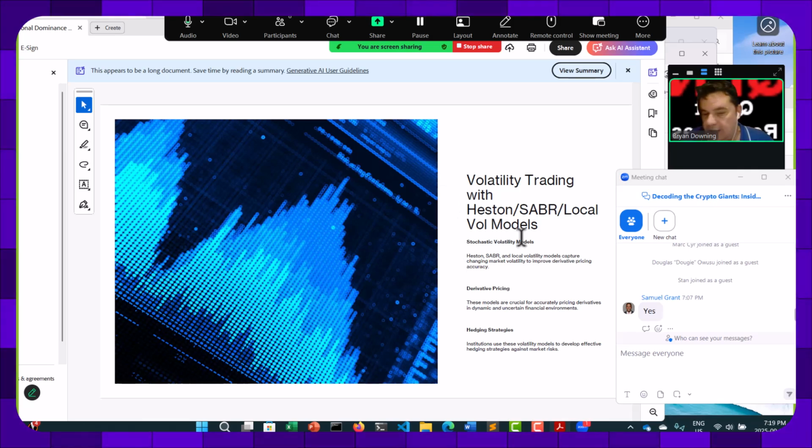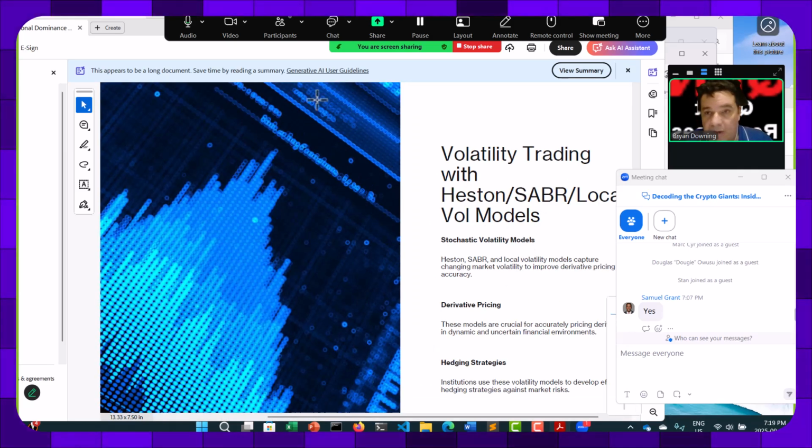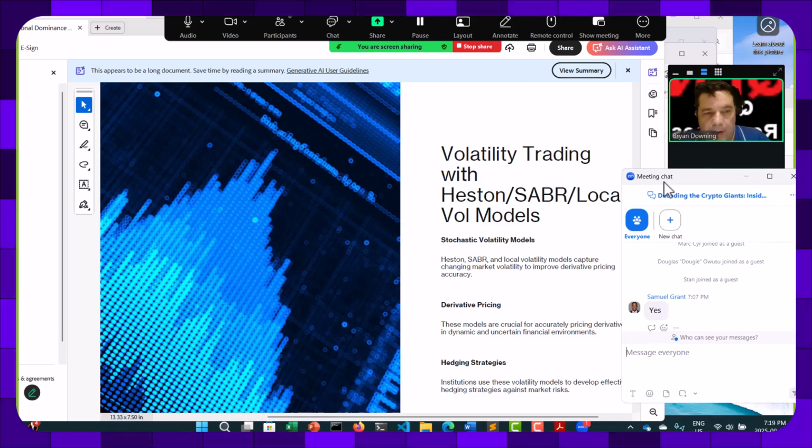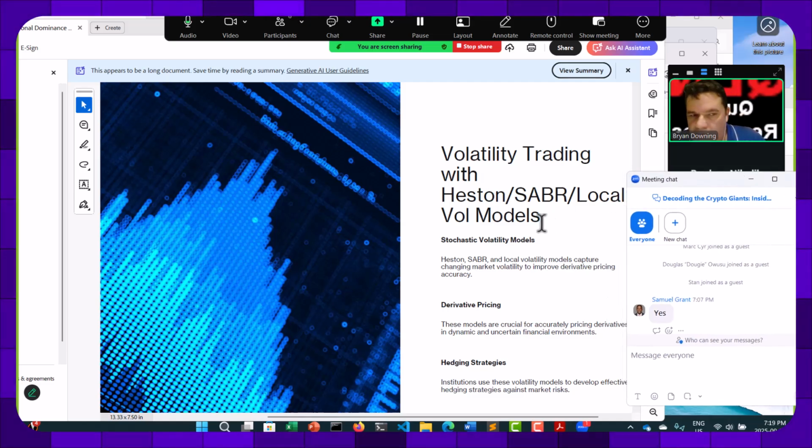So this is where it gets really crazy. I'm going to make sure everyone can see this. There's three different types of models that you can do: Heston, SABR, and local volatility models. As I said, they're capturing the market volatility. And when you're dealing with options, you're really dealing with implied volatility. I've shown in various videos and some of my projects in my memberships where you can take advantage of those different volatility moments.